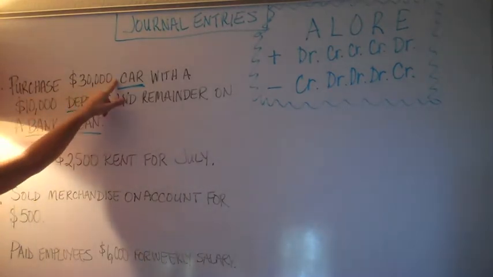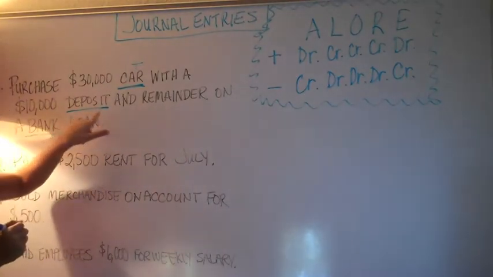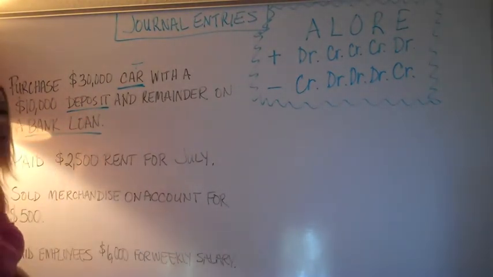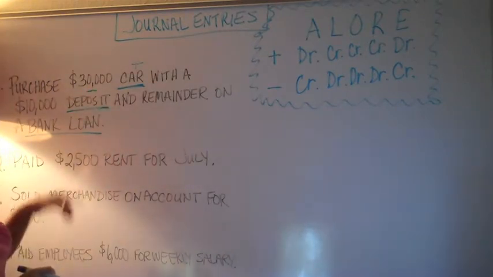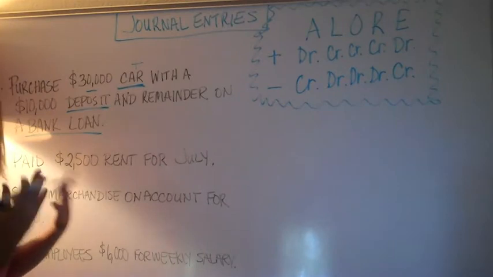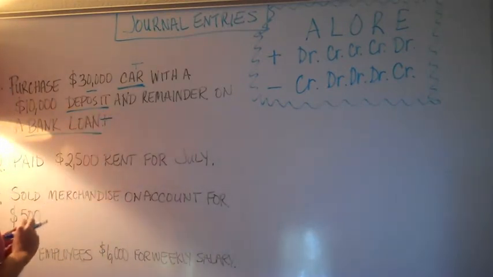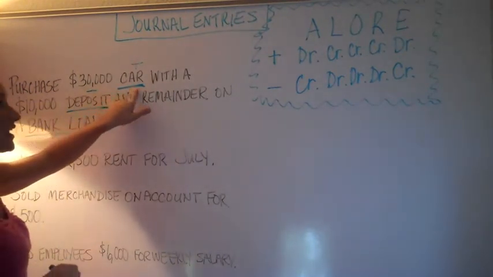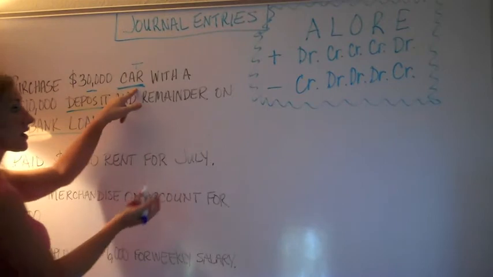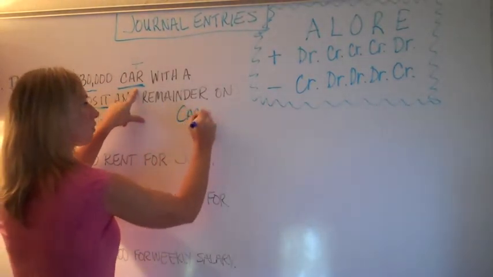And then we need to discuss if they're going to be increasing or decreasing. If we purchased a car, that means we're gaining a car, so we're going to put an increase above there. We paid a deposit, that means cash is going out of my pocket, I'm giving it to somebody else, so I'm going to decrease that asset. A bank loan, we're acquiring a bank loan, so we're going to increase that liability. Okay, so then we look at ALORE and it tells us we increase assets on the debit side, so I'm going to list car as my debit for $30,000.